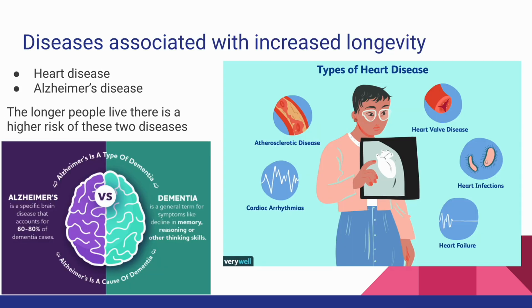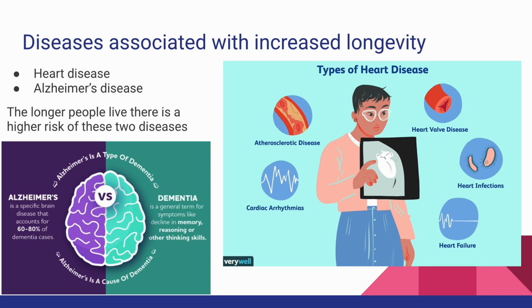Which diseases are associated with increased longevity, like how long you're living? That includes heart disease and Alzheimer's. So the longer people live, we're seeing higher risk of these two diseases. You might ask yourself, what's the difference between Alzheimer's and dementia? Often people use them as synonyms, but they're not quite the same. Alzheimer's is a type of dementia.